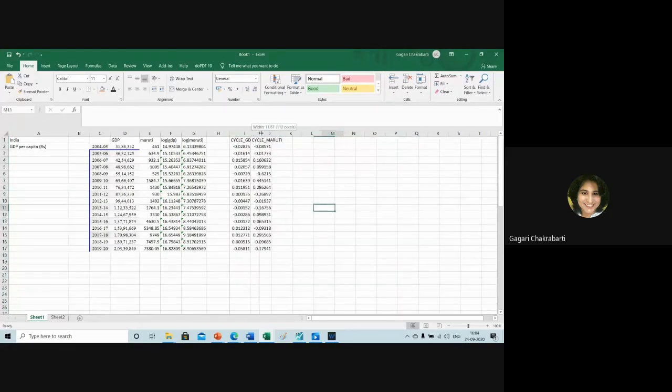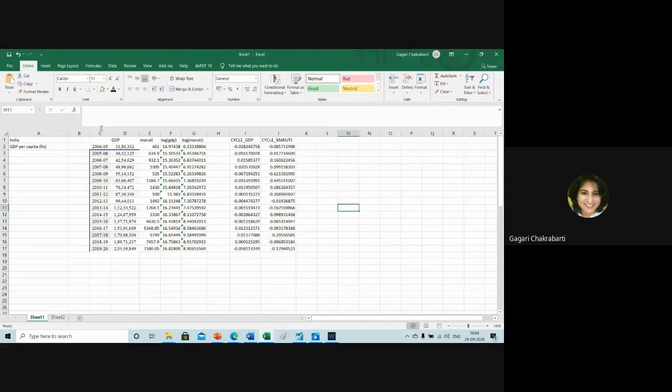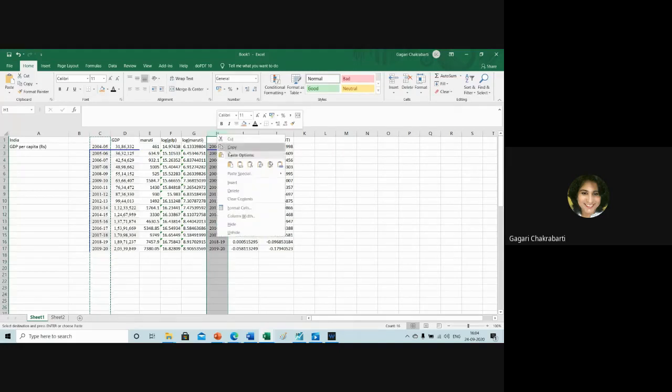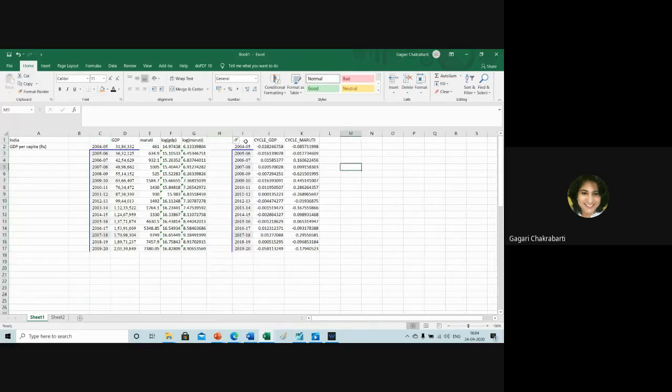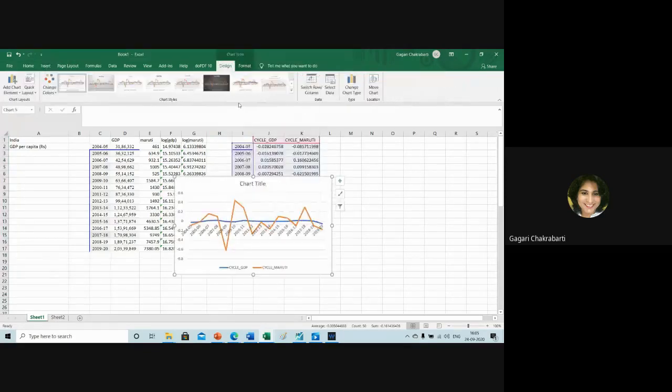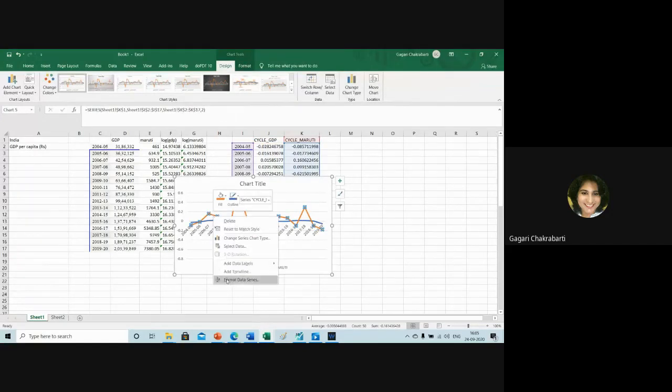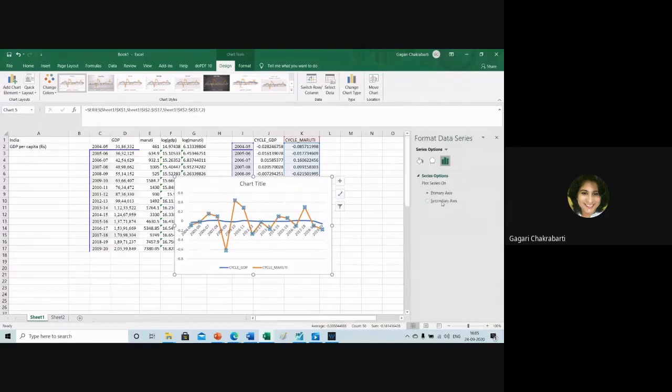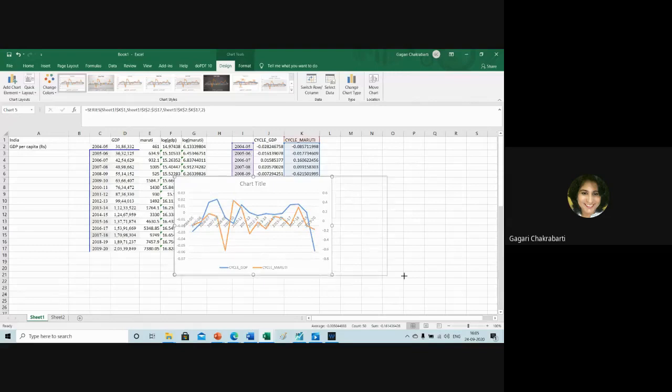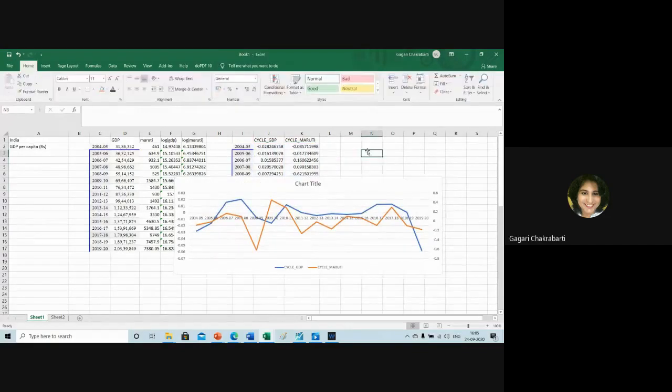Okay, so we have the cycle GDP and cycle Maruti. Copy the date here. Right, so now we shall be plotting the cycles. That's once again the same problem. So data series, show it on the secondary axis. Okay. So now you have cycle GDP as well as cycle Maruti.